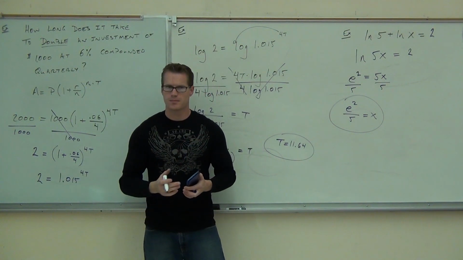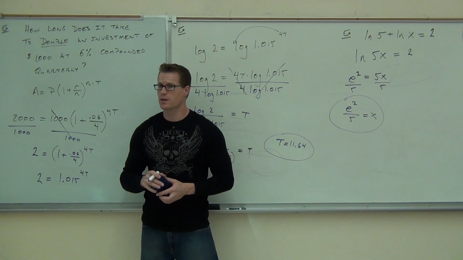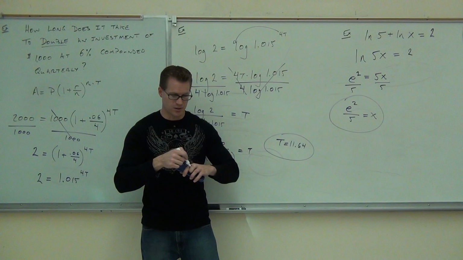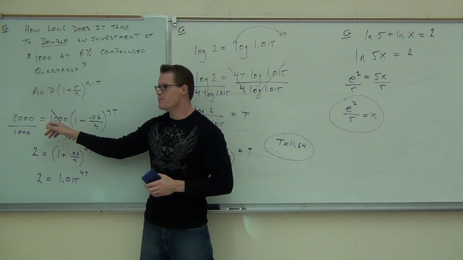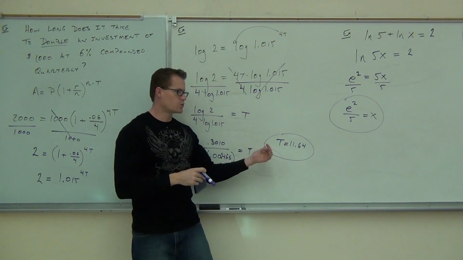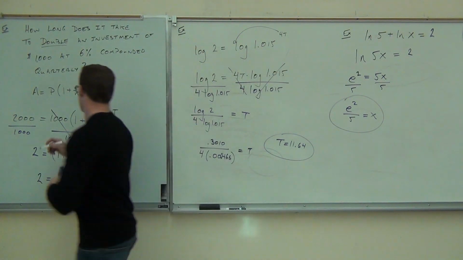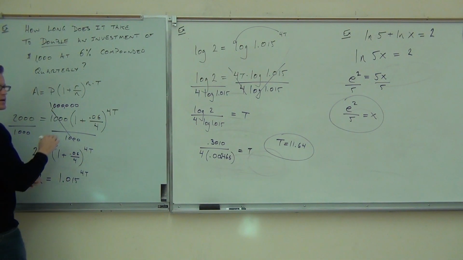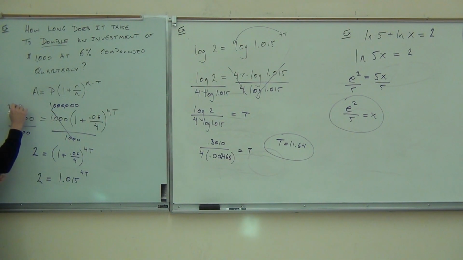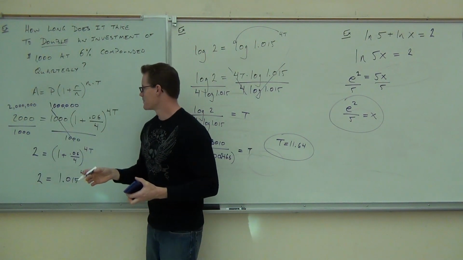11.64 what? What were we looking for? That's the years. It's going to take you over 11 and a half years to double an investment. Now here is my important question for the day. If I raise my investment to $1 million, will this happen sooner or later? Sooner. No. If I raise it to $1 million, that's $1 million. If I double my investment, it would be $2 million. What would happen?